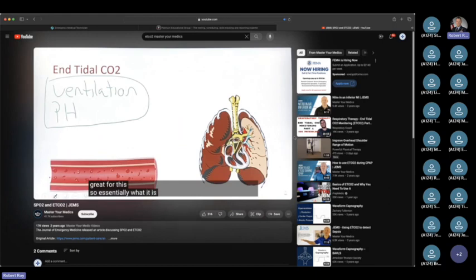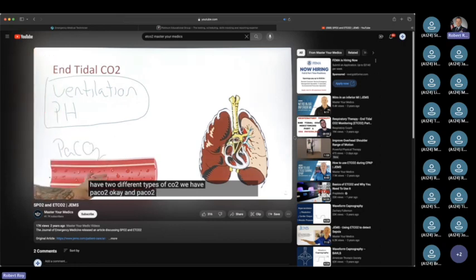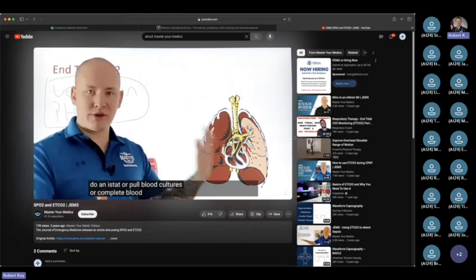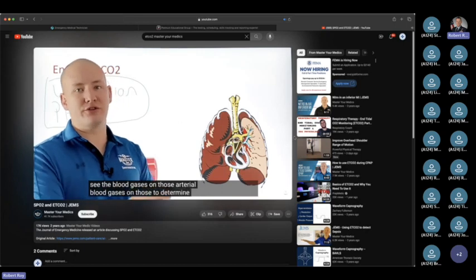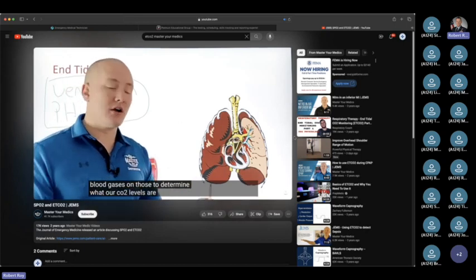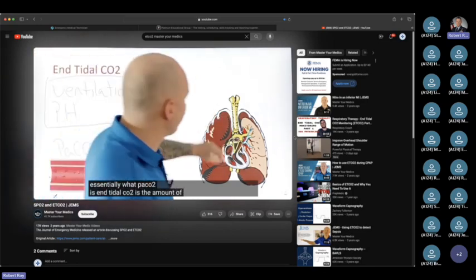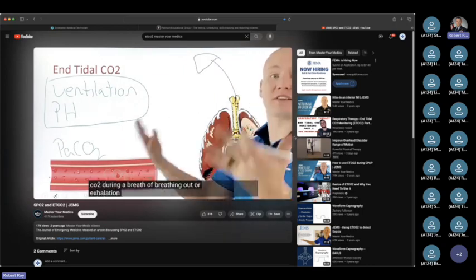So essentially we have two different types of CO2. We have PaCO2, and PaCO2 is actually CO2 that's inside the blood itself. So when we do an I-stat or pull blood cultures or a complete blood count, we can actually see the arterial blood gases on those, to determine what our CO2 levels are. So that's essentially what PaCO2 is. End-tidal CO2 is the amount of expired CO2 during a breath of breathing out, or exhalation.